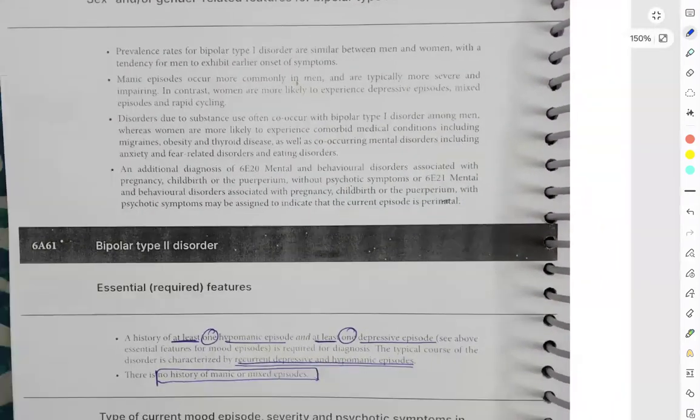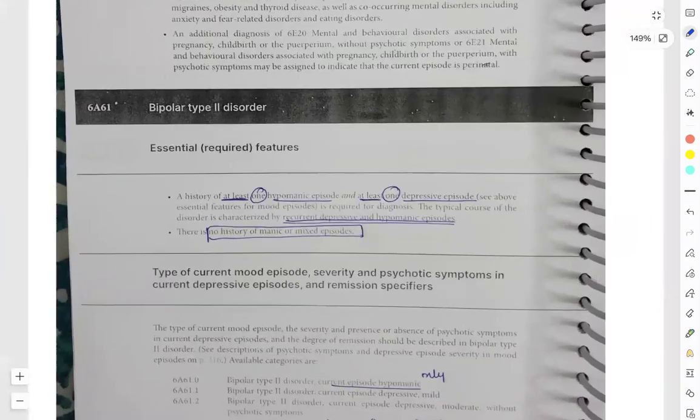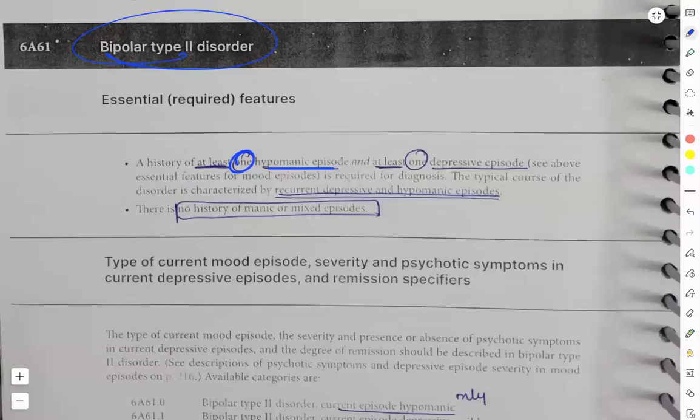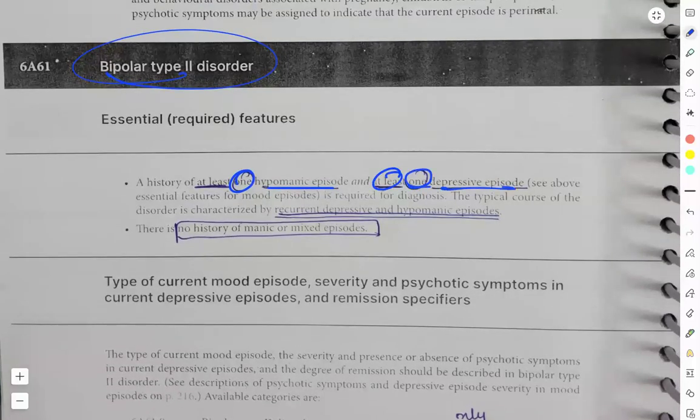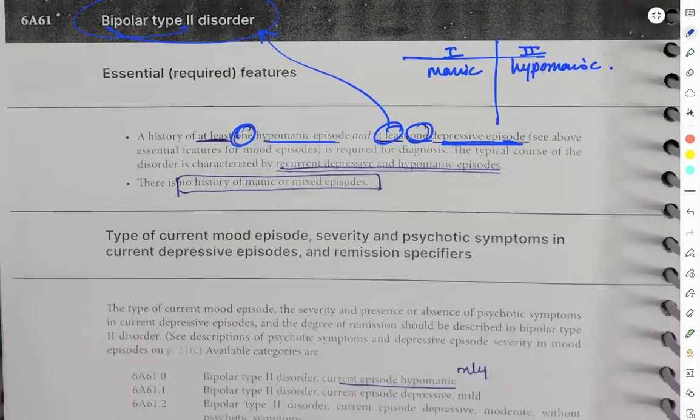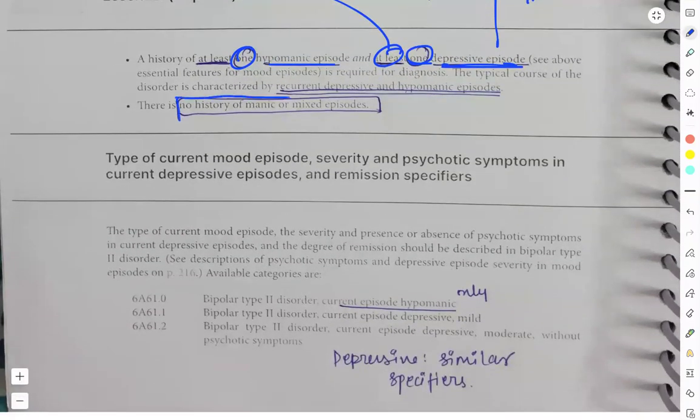All right. So this was bipolar type 1 disorder. Moving on to bipolar type 2 disorder, we have at least one hypomanic episode and at least, as I said, one depressive episode. All right. So both of these need to be present if you want to call the patient as having bipolar type 2 disorder. The only thing that separates bipolar type 1 from type 2 is the type of episode. Is it manic or is it hypomanic? All right. It is important to understand that there should be no history of manic or mixed episodes.